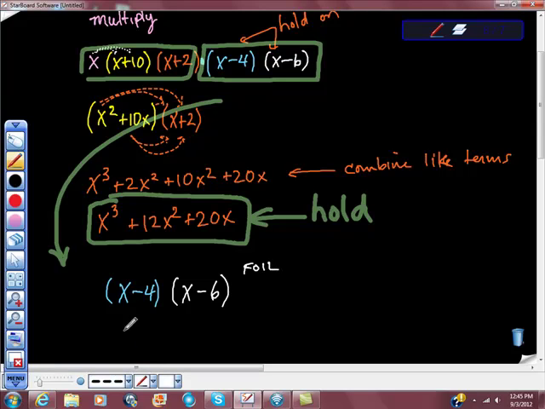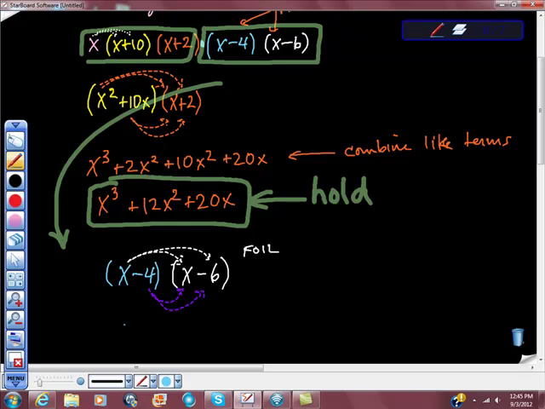So remember, it's first, outer, inner, last. So I'm going to do this times this, then this times this. Then I'm going to move on to this times this, and then this times this. So let's do the first part first. x times x is x squared. x times negative 6 is negative 6x. Negative 4 times x is negative 4x, isn't it? And negative 4 times negative 6 is positive 24, isn't it?